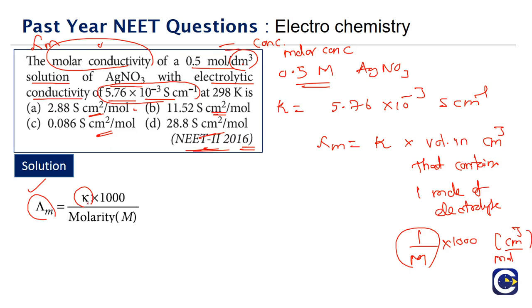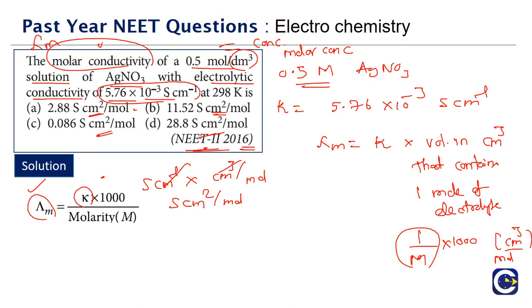So if you multiply this with kappa, what is the kappa unit? Siemens per centimeter. So Siemens per centimeter into centimeter cube per mole. So what are we going to get? We will get Siemens centimeter square per mole. So that will be the unit of the molar conductivity. So that's how this formula kappa into 1000 by molarity comes, because this formula is by considering the units of these quantities to be having length in centimeter.